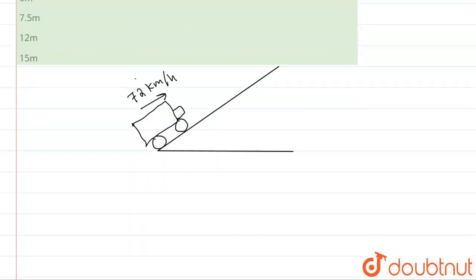If we take the ground as the reference point, then at the ground the potential energy is zero, but the kinetic energy is maximum. And at the point where the car stops, the potential energy will be maximum and the kinetic energy will become zero because the car has stopped. So this is what we are going to follow.